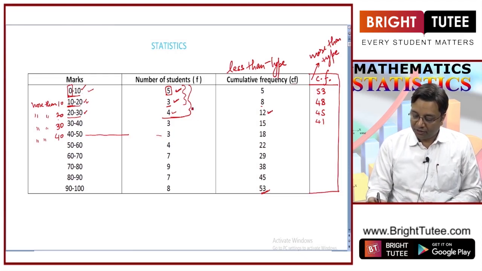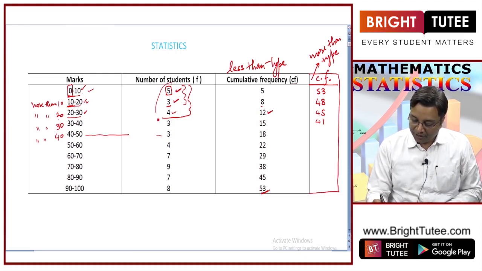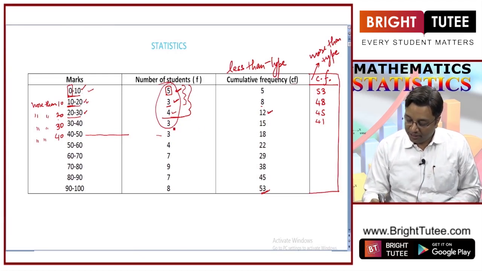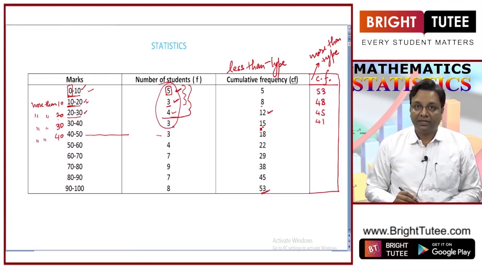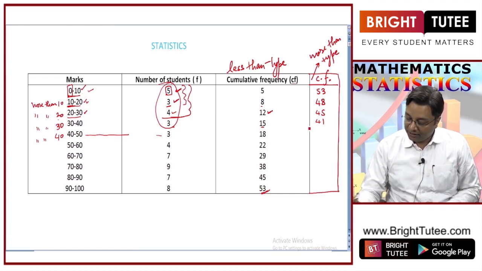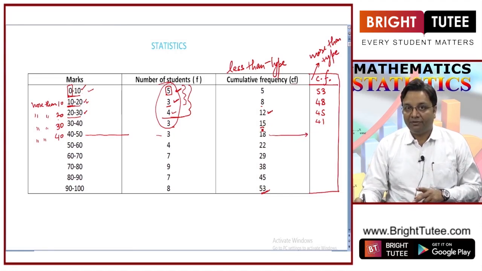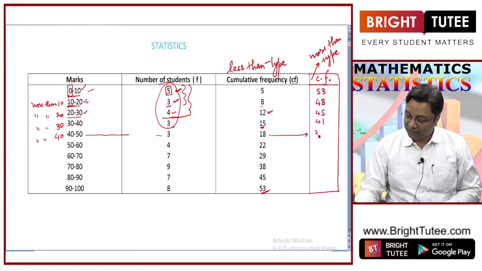right. Now, more than 40, everybody apart from these have got more than 40. So, how many are these? These are 15, right. So, 53 minus 15 this time. 53 minus 15 will give you how much? 50 minus 15 is 35. So, 53 minus 15 is 38. Now, similarly, for the next entry, you will subtract 18 from 53. That is 53 minus 18 will give you 35.